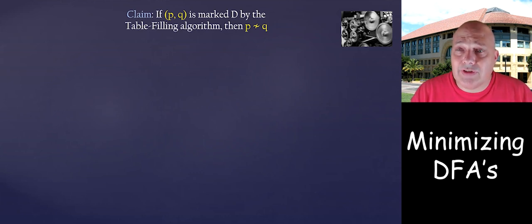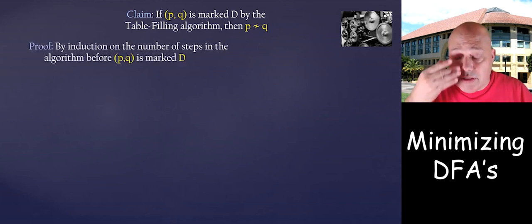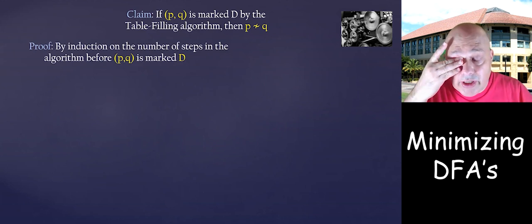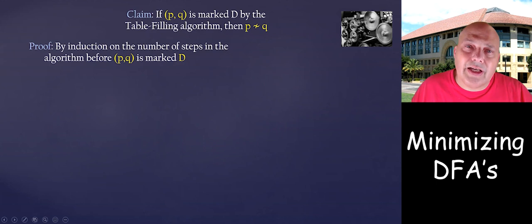So the algorithm that we have is efficient, but the real question is, is it correct? So the claim is that if P and Q are marked distinguishable by the table filling algorithm, then P is distinguishable from Q. And this is the easier side because that's how we constructed it. So by induction on the number of steps in the algorithm before we marked PQ as D, we are going to argue that whatever we mark in D represents states that are distinguishable.